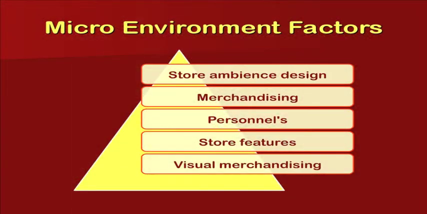Now, let us study the micro environmental factors. In this, we have to study the store ambience and design, merchandising, personnel, store features and visual merchandising. Now, microeconomic factors or environmental factors would relate to the ambience in the field, the facilities and the variety of goods. Variety of goods which you create is known as merchandise. The availability of merchandise would also attract the customers and increase the retail potential of a particular area.